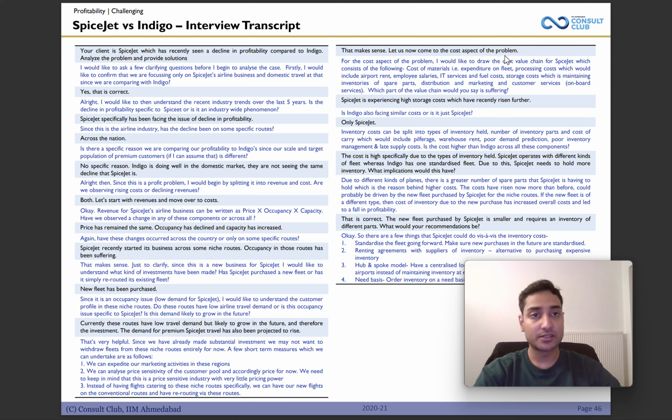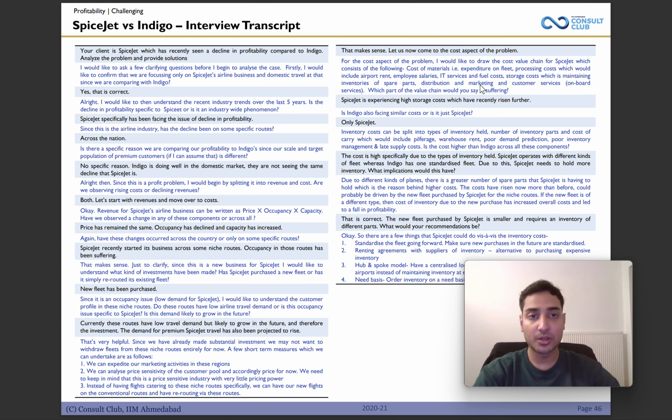That makes sense. Let us now come to the cost aspect of the problem. For the cost aspect of the problem, I would like to draw the cost value chain of SpiceJet, which consists of the following: cost of material, that is expenditure on fleet; processing cost, which would include airport rent, employee salary, IT services and fuel cost; storage cost, which is maintaining inventories for the spare parts; distribution and marketing; and consumer services. Which part of this value chain would you say is suffering?